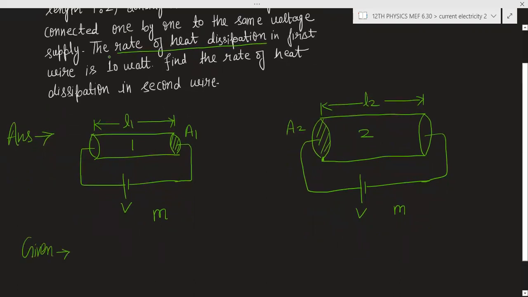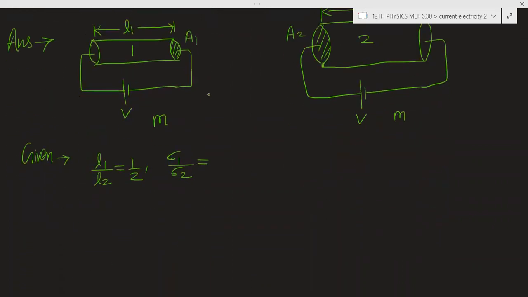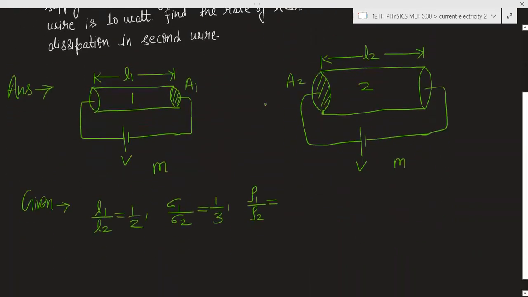So, given things right here: L1 by L2 is given as 1 by 2. And one thing more is given, density. I will represent density with sigma, sigma 1 by sigma 2, and this density ratio is given as 1:3. And one thing is also given, resistivity. What is the symbol of resistivity? This is rho. Rho 1 by rho 2 is also given as 2:1. This is given to us, and here I am taking sigma as the density.